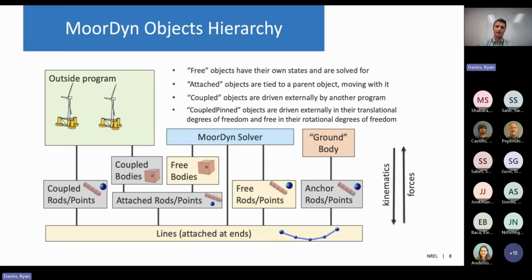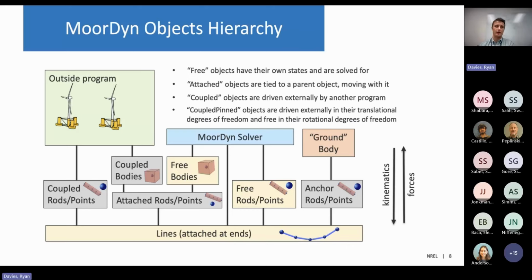And so this is really useful in the case of buoyancy cans, if you're trying to simulate how things move about a joint when they're being actuated at one end. In general, the way MoorDyn processes this information and evolves the model is kinematics move downwards from coupled objects to attached and then to free. And then the forces are returned upwards.